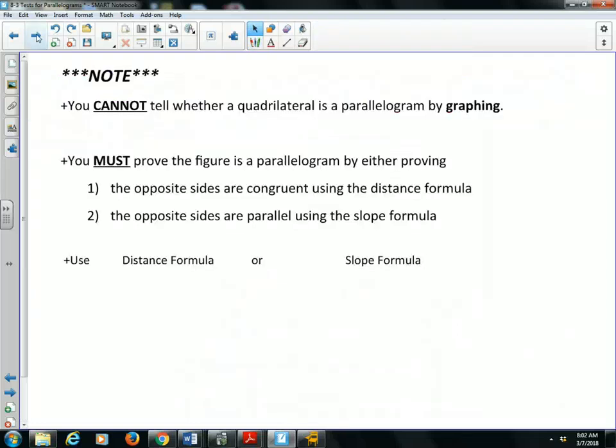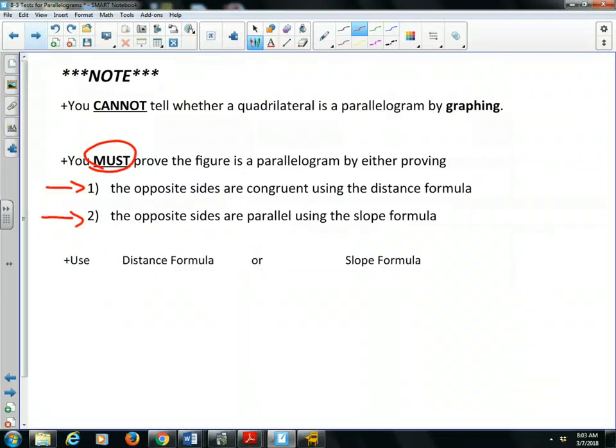So now we're on to proving if a figure is a parallelogram or not. We want to graph them and get a picture of what they look like, but that isn't enough. You cannot simply tell whether a quadrilateral is a parallelogram simply by graphing it. It might look like one, but it might not be. Or it might not look like one, but it is. So we must prove if it's a parallelogram by doing one of 2 things. You either have to prove that the opposite sides are congruent using the distance formula, or you have to prove that the opposite sides are parallel using the slope formula.